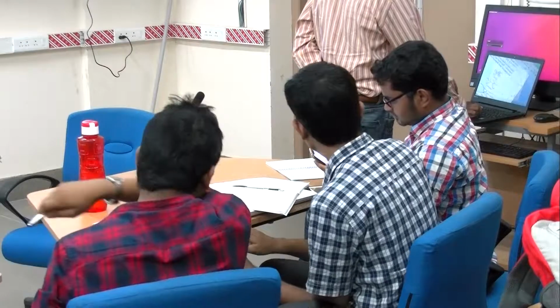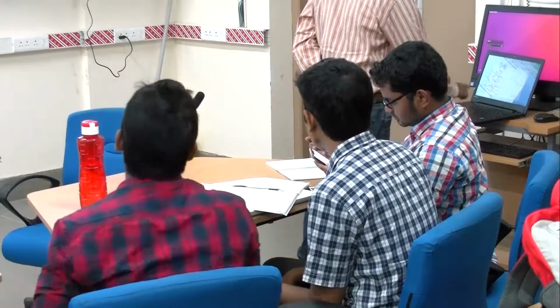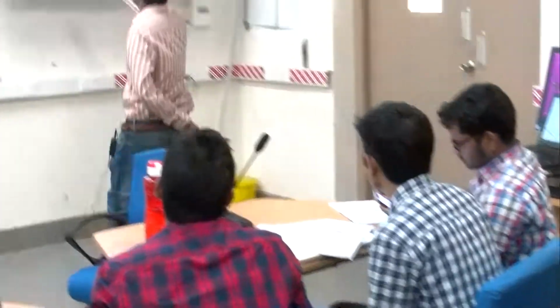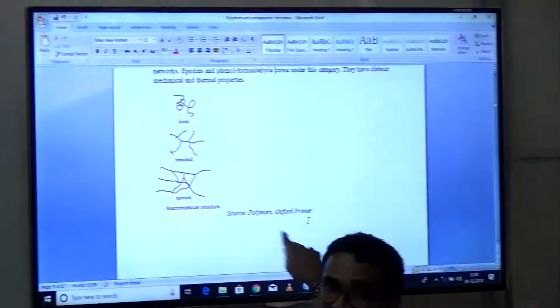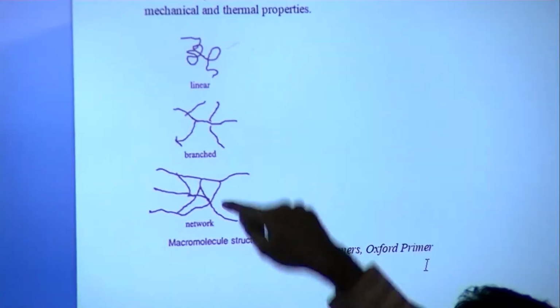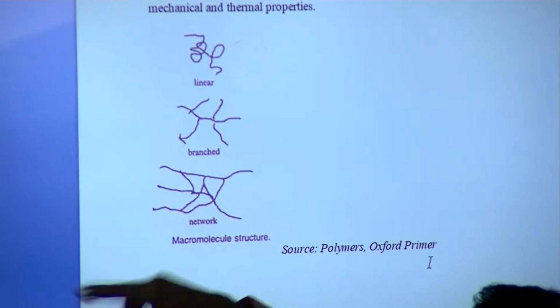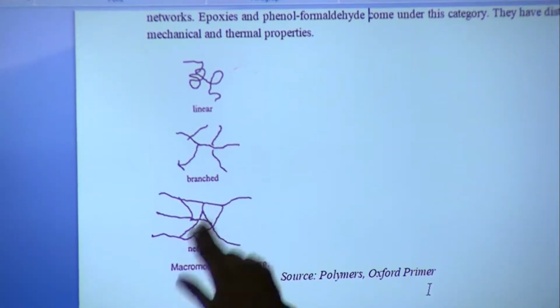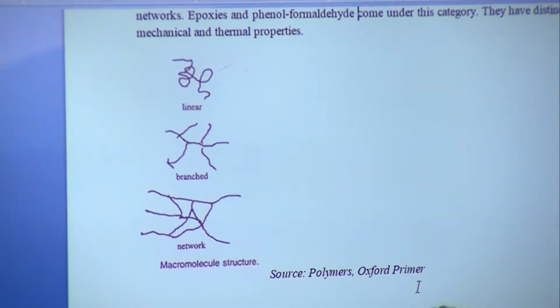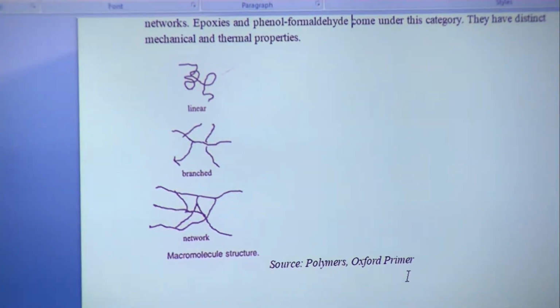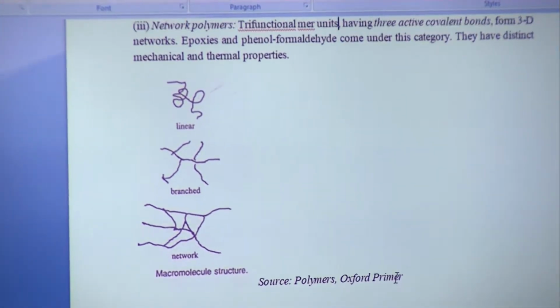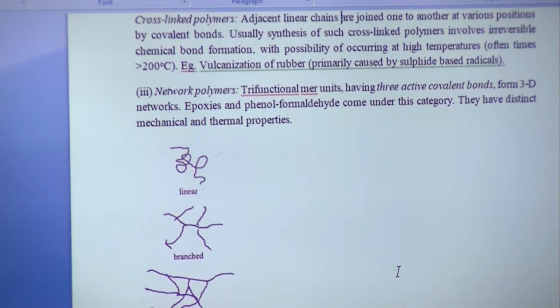And by the way, before I forget, I just wanted to tell you this. This is from Callister, linear. So, it's a single chain, branched chain you can see, and then in addition to grafted, there is something called network, wherein it's all coming together in the form of a three-dimensional network. Okay. So, network polymers. Oh, this is not from Callister, this is from Oxford Primer.